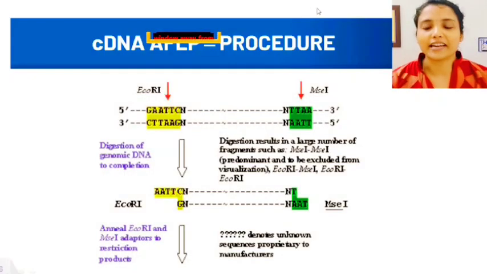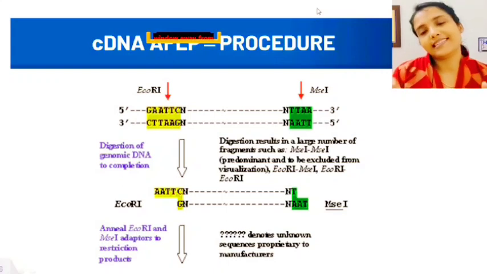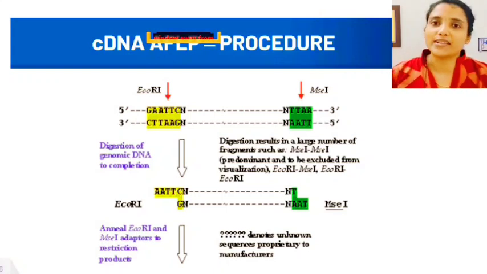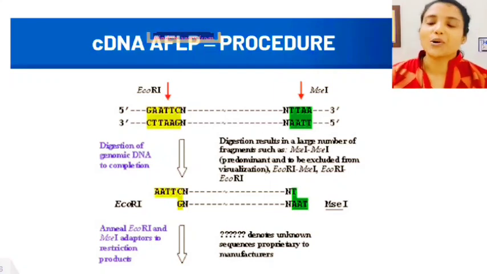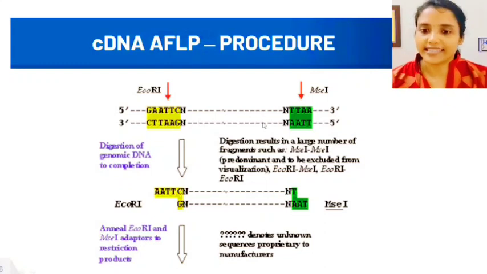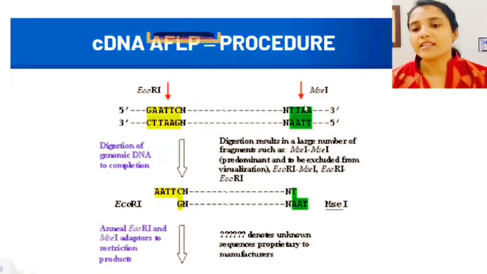This is another diagram. All through this presentation, you will see different diagrams. I just tried to assimilate as much as I could to explain it better. I hope you'll be able to understand also. This is another diagram that shows cDNA where EcoR1 is cutting over here, so it will be cutting between G and A, and MSE1 will be cutting between T and T over here. Okay. So, digestion of genomic DNA to completion.